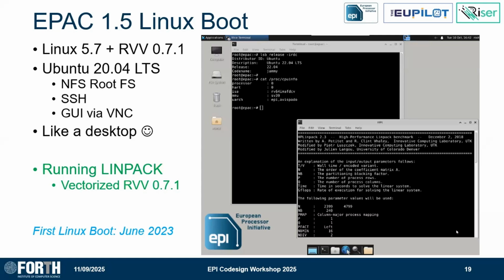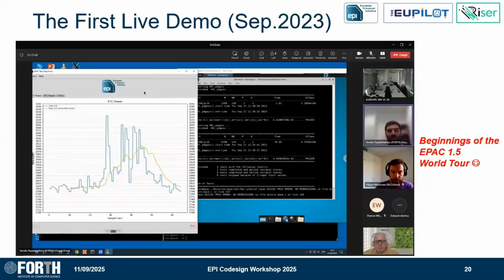So it ran the vectorized version of Linpack, and I think that was one of the major successes here, the EPAC 1.5. So many things went well, and so many things are working and have matured even one year after the first tape out. So it's really amazing.